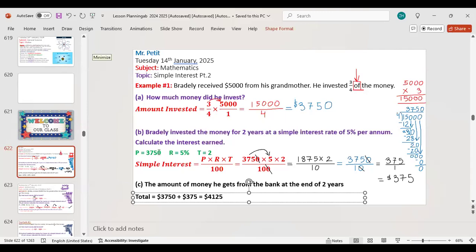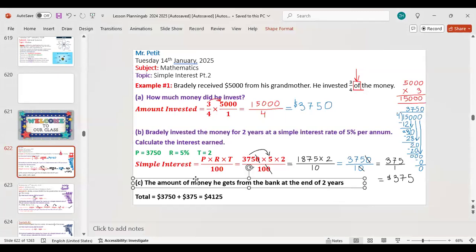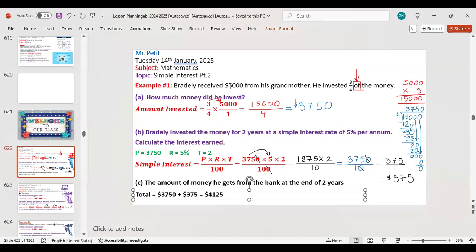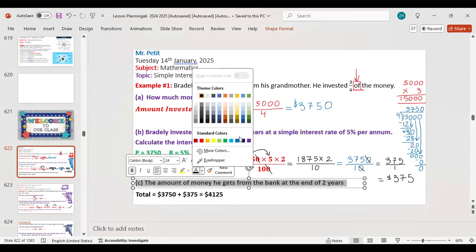Mr. Petit, I have a question. If his grandmother gave him $5,000, why don't we add 375 to the $5,000? It says the amount of money he gets from the bank. Oh, I didn't even see that. That's a good question. If we wanted what he has overall, then we could include the 5,000, provided that he didn't spend the rest of the money. But he probably did. But at least he invested some.